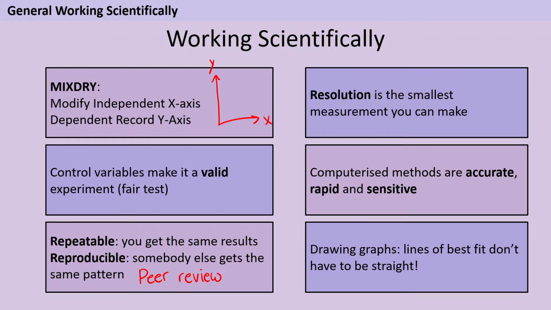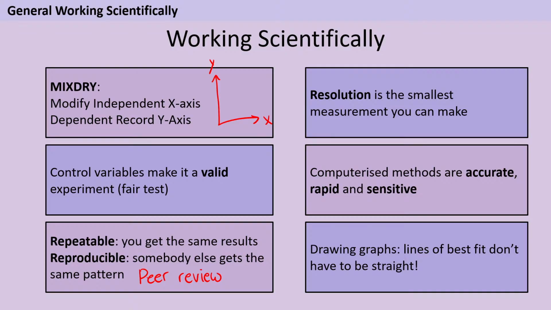Resolution, so if you've got some equipment, it's the smallest measurement that you can make. So maybe on the ruler that most of you have, the resolution is 1 millimetre, or on the thermometers that most of you have used in school, the resolution is 1 degree C. We like computerized methods because they're accurate, rapid, and sensitive.